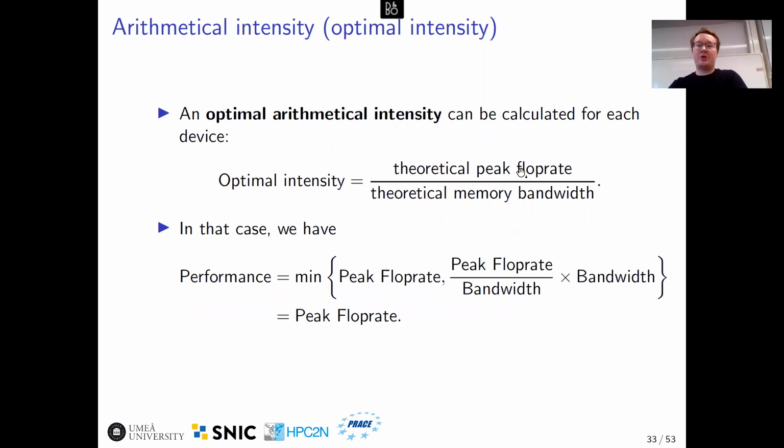And for each device, you can now compute the optimal arithmetical intensity, which is that you take the theoretical peak flop rate and divide it by the theoretical memory bandwidth. So in the case of V100, this would be 7,000 gigaflops divided by 900 gigabytes per second. And if you plug this optimal intensity into the formula in place of the arithmetical intensity, you will note that these two cancel out, and you will simply get the peak flop rate. Meaning that if you have an algorithm whose arithmetical intensity matches the optimal arithmetical intensity of the device, then you are expected to get the peak flop rate out of the device.